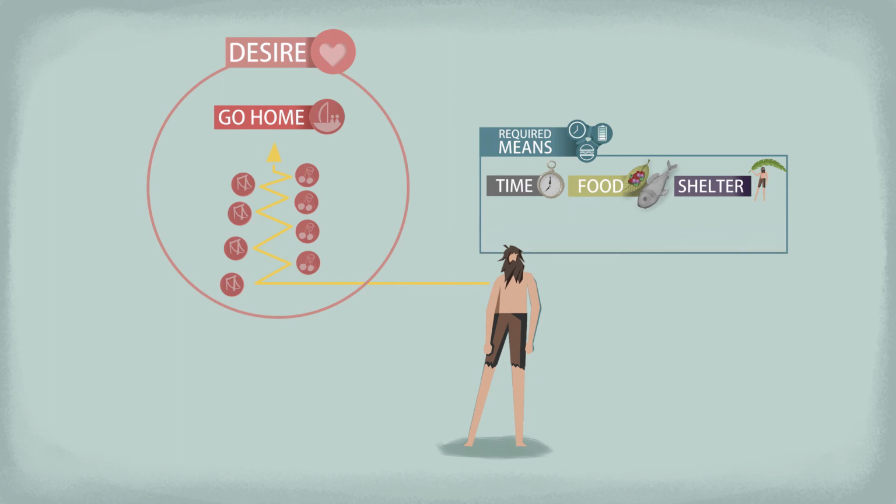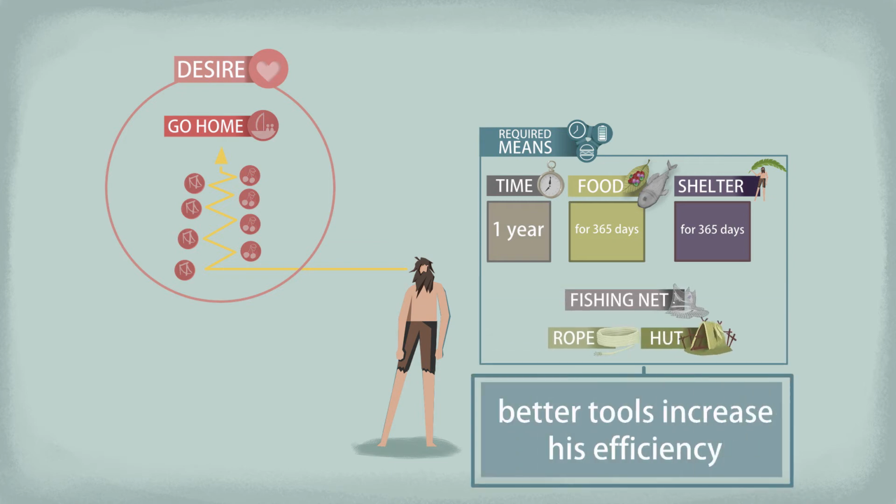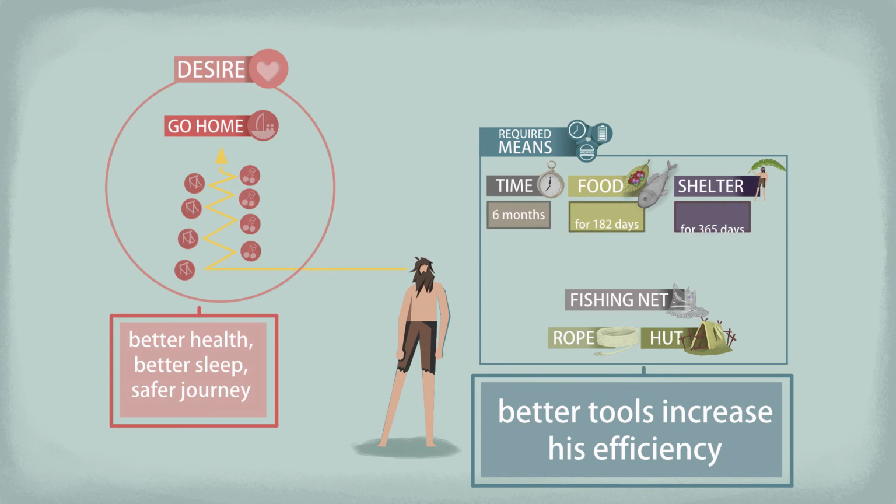So we suppose that he will need a year to build a raft or get noticed by nearby ships. But what if he uses a fishing net to get food faster, a rope to make the construction easier, and a hut to make him sleep better? These tools could increase the efficiency of his actions by lowering the time requirements and increasing the quality of the outcome. Maybe he could get home in 6 months instead of a year and stay healthier all along.